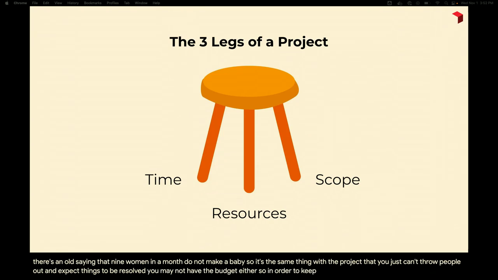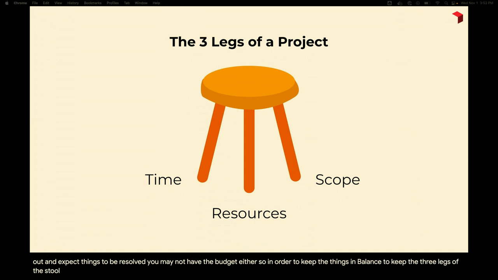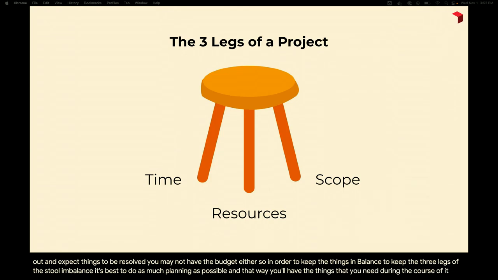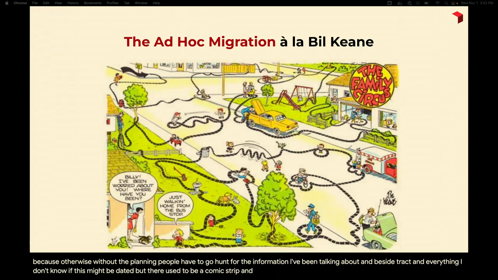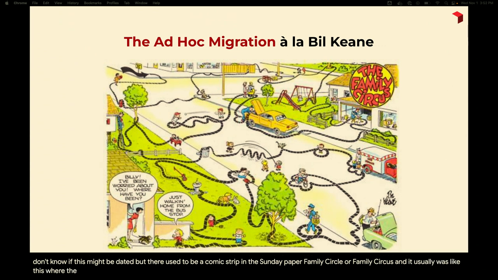So in order to keep the three legs of the stool in balance, it's best to do as much planning as possible. That way you'll have the things that you need during the course of it. Otherwise, without the planning, people have to go hunt for the information I've been talking about and be sidetracked. I don't know if this might be dated, but there used to be a comic strip in the Sunday paper, Family Circus. It usually was like this, where they told the child to do something, and by the time they got done doing it and being distracted on their way there, it was way too late. That's not what you want to happen with your migration.